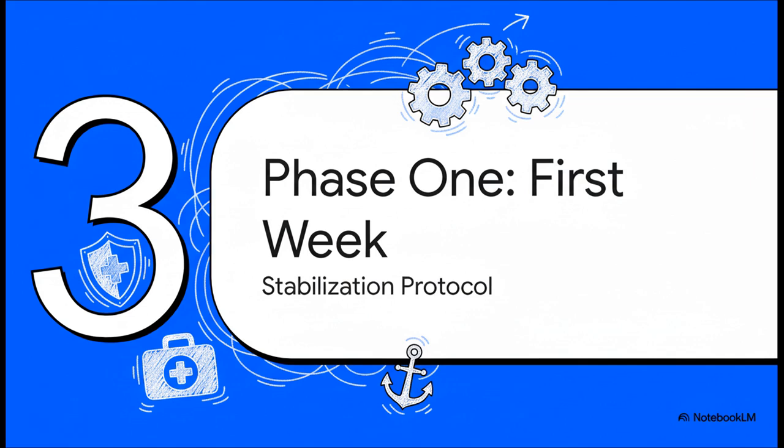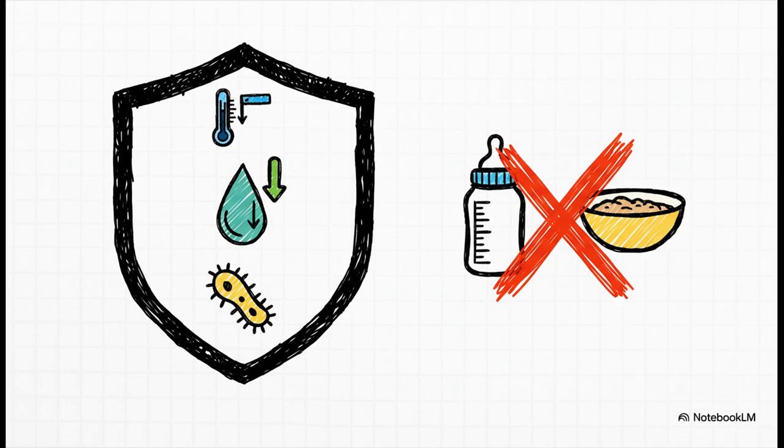It is all about one thing: stabilization. And here is the most important, and maybe the most counterintuitive, idea of this entire first phase. The goal is absolutely not to start aggressively feeding the child. Their body is just too fragile. The top priority is to stabilize them and treat all the immediate life-threatening complications that go along with severe malnutrition. You have to walk before you can run.